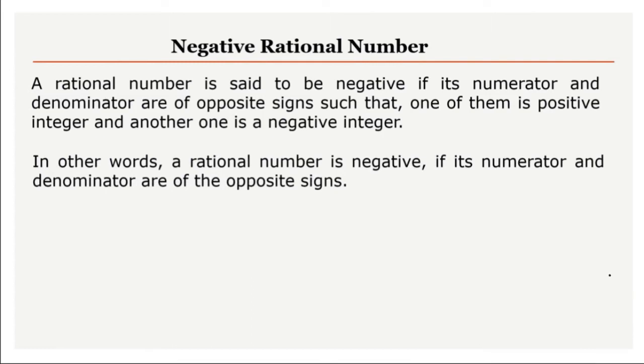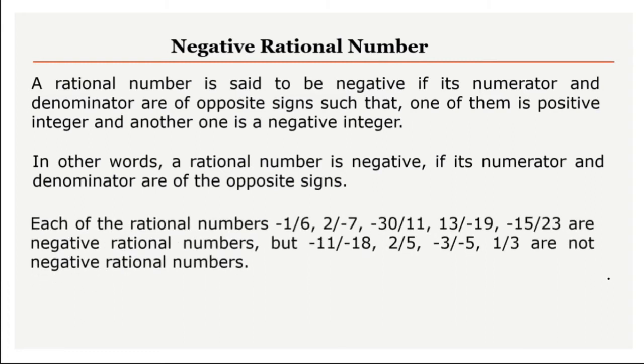Each of the rational numbers like -1/6, 2 by -7, -30 upon 11, 13 by -19, -15 by 23 are all negative rational numbers, but -11 upon -18, 2 upon 5, -3 upon -5, 1 upon 3 are not negative rational numbers.